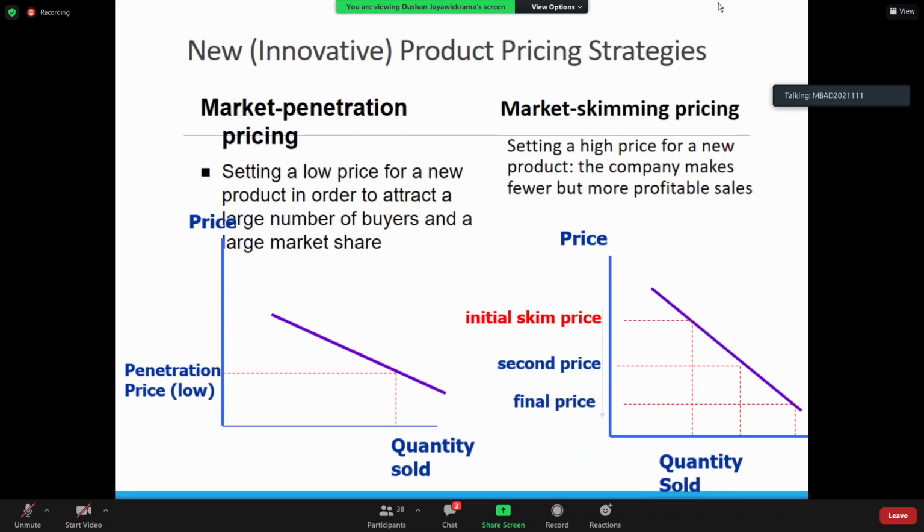So then, if you are going for value pricing for a new product, let's say we are considering these three pricing strategies: cost, value, and competitor. We are planning to go ahead with value-based pricing, and we have set the price by conducting a survey and all. So can we go ahead with this innovative product pricing strategy then?